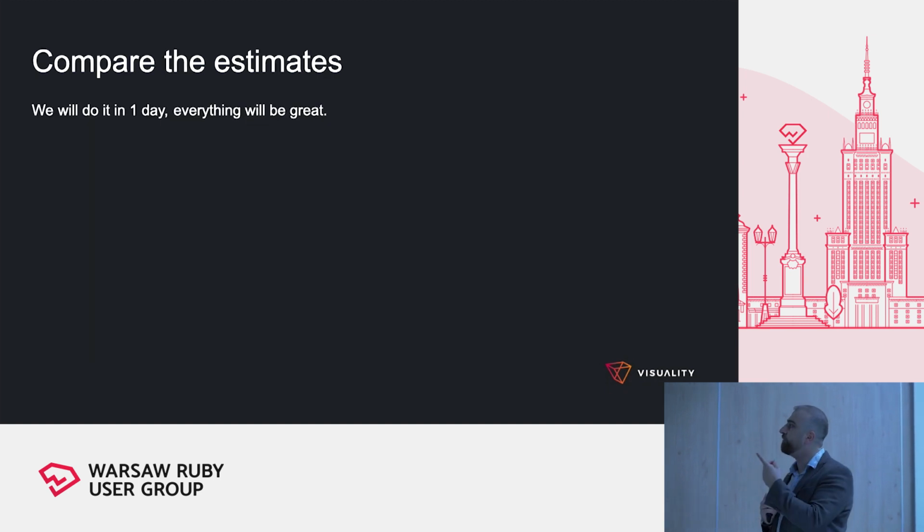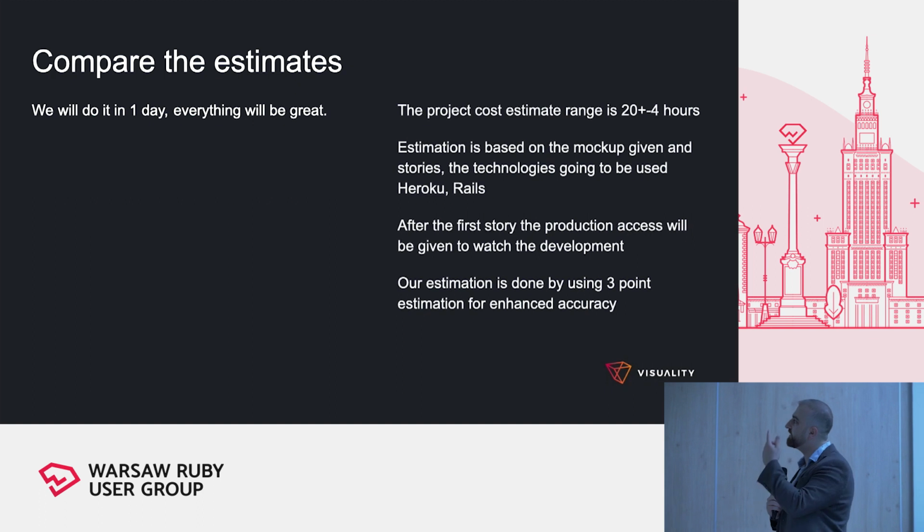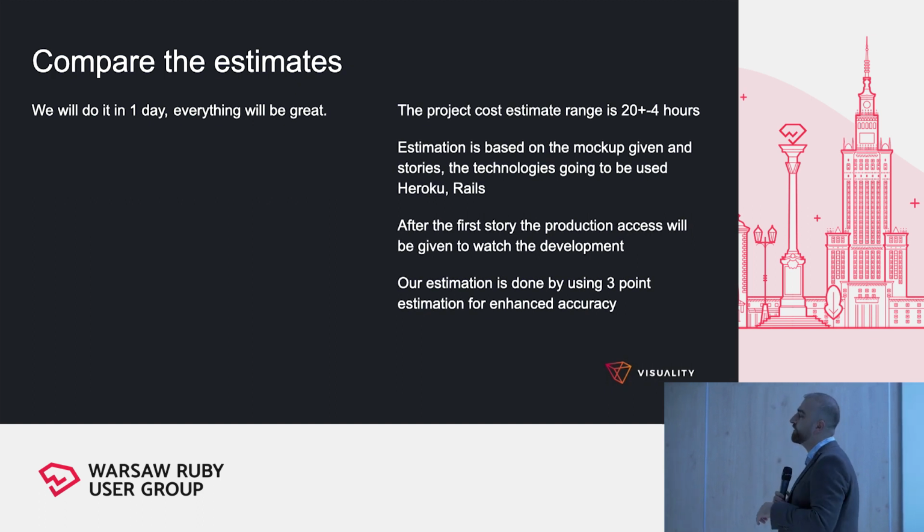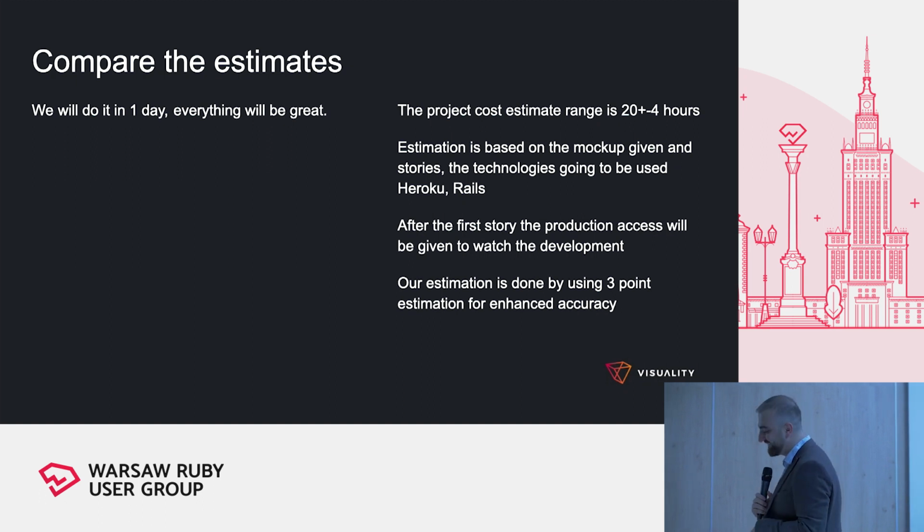So in the very beginning, if you remember, we were saying that we will do it in one day and everything will be great, right? And now we are saying that the project cost estimate range is 20 plus minus 4 hours and much more information. So which one would you trust? The first one, because they are promising. And this is how it's actually happening. It's a cheaper one, yeah. Yeah, exactly. But now I can actually tell why I'm expensive, because the second one is a fairly good estimation.